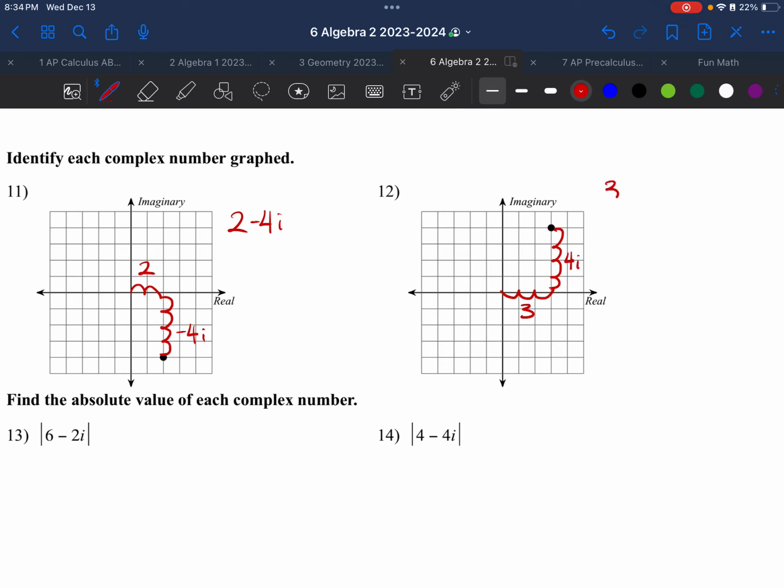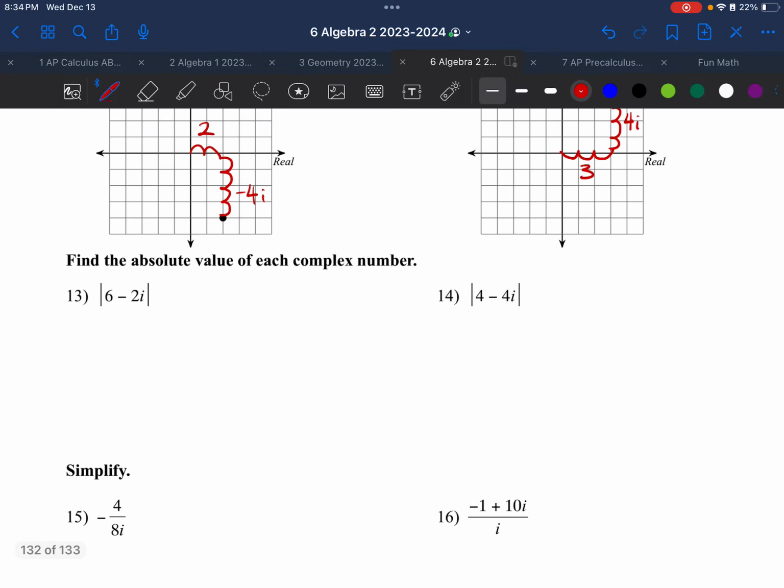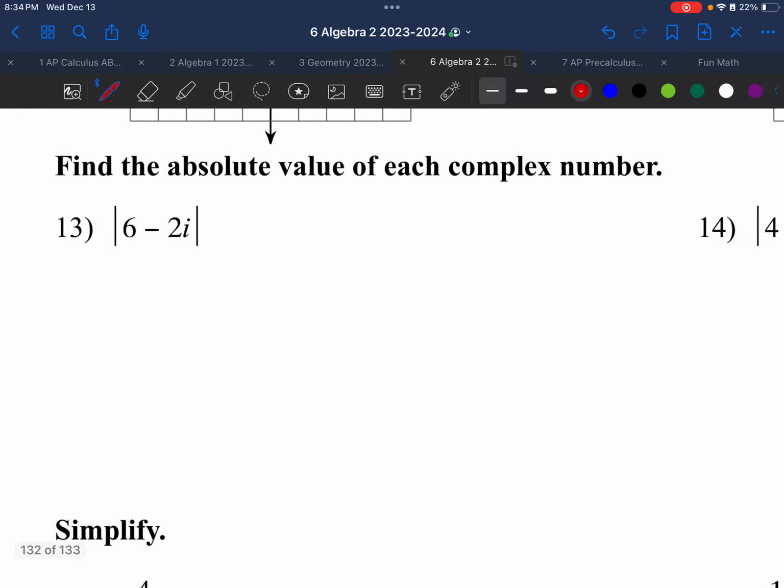Putting those together gives me 3 plus 4i. In number 13, we're supposed to find the absolute value of the complex number.